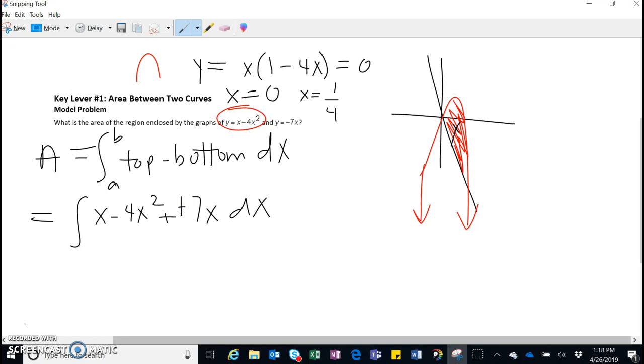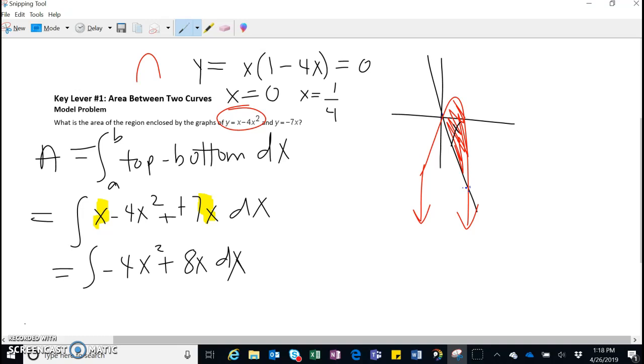I'm going to add that 7x and do a little combination of like terms so that I have a simpler integral. And I'm dealing with the integral of negative 4x squared plus 8x, which I can integrate. That's not a big deal, but I don't know my bounds yet, so that's going to be a little bit tricky. I do notice on my picture that one bound is over here at (0, 0). That's where they both intersect on the left. And then the other bound is down here where my curves intersect further down in quadrant 4.